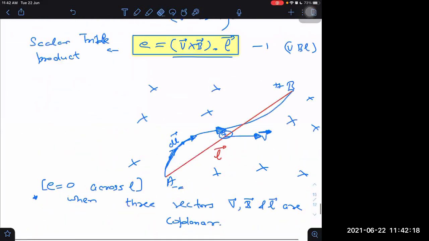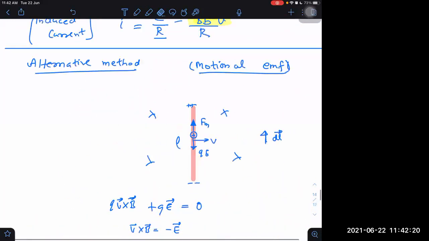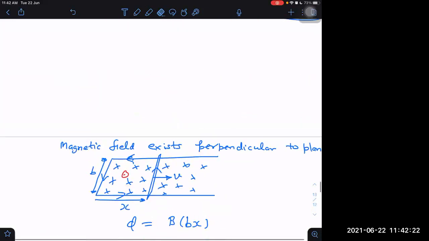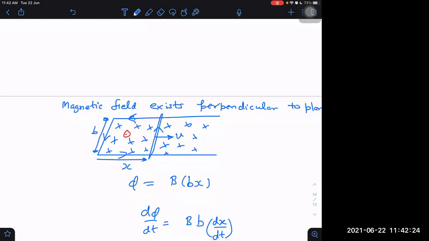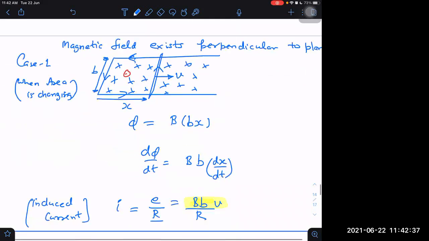Let me write that down so that you understand what we are doing here. This was the starting point, right? I should have written here that this is case 1. When what is changing? Area is changing. But now we have come to know about one more thing. EMF is induced in this loop, I know that.